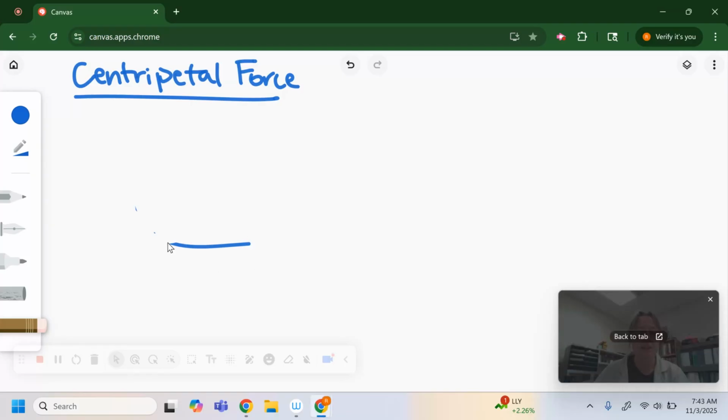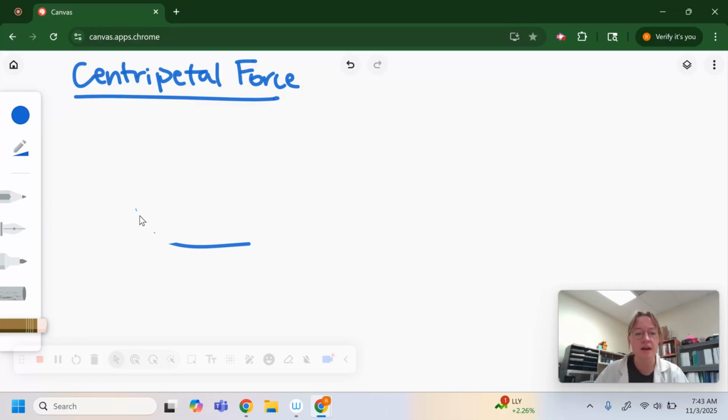Changing your direction is changing your velocity, so anytime that you're going in a circle, you are accelerating. Well, we know from Newton's second law that if you're accelerating, you've got to have a force.